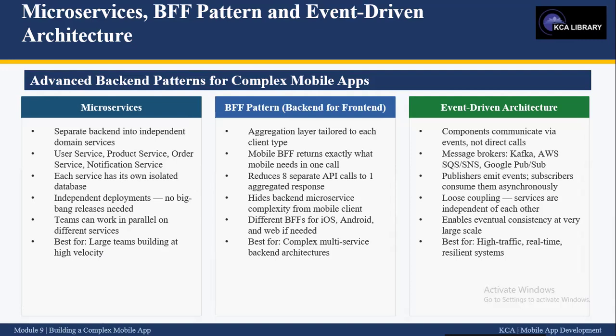Event-driven architecture. Components communicate via events, not direct calls. Message brokers: Kafka, AWS SQS/SNS, Google Pub/Sub. Publishers emit events. Subscribers consume them asynchronously. Loose coupling. Services are independent of each other. Enables eventual consistency at very large scale. And last, it is best for high-traffic, real-time, and resilient systems.